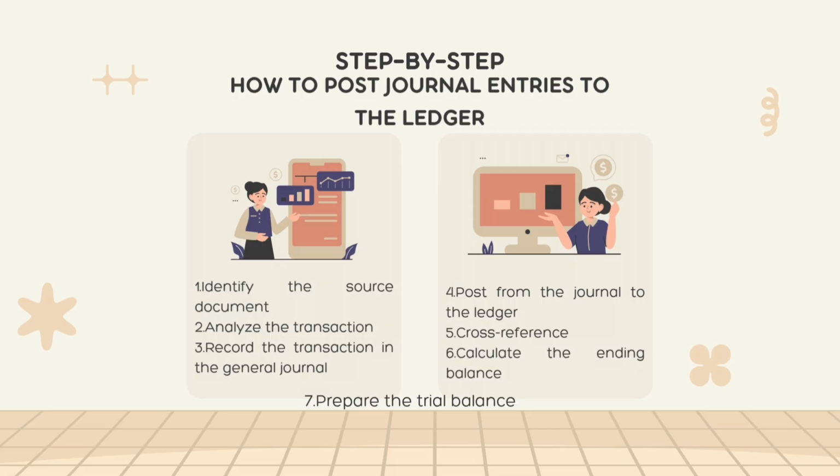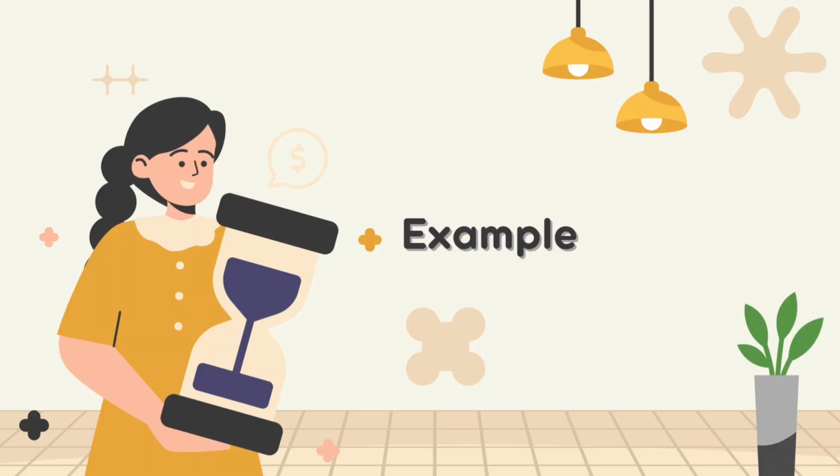Sixth, calculate the ending balance after all postings are made. Finally, prepare the trial balance by transferring the ending balances into the trial balance to ensure that total debit equals total credit. Next is an example.